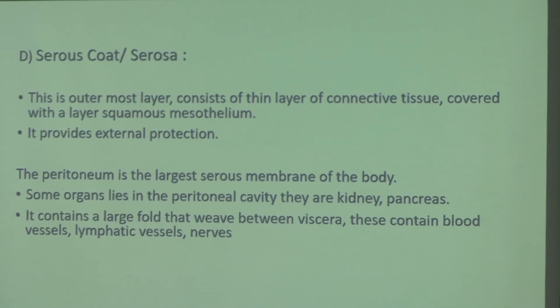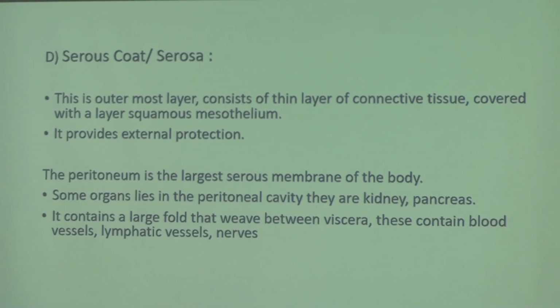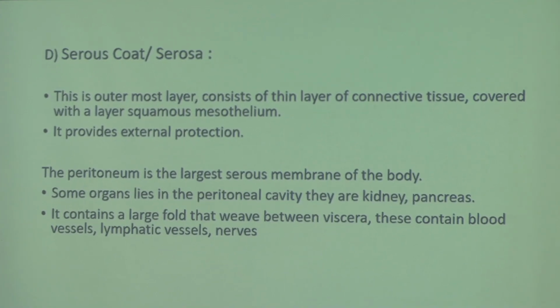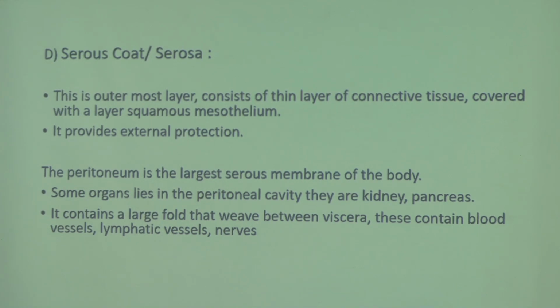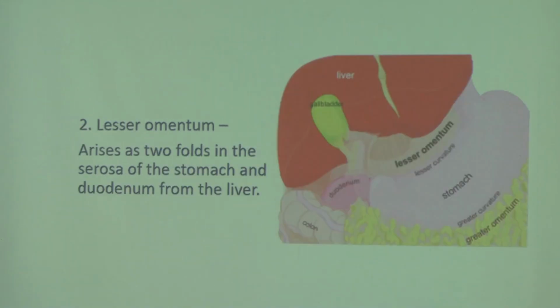The serous coat, the outermost coat, what is its function? Protection from outside, it is protecting the stomach or GI tract. So it is external protection. Okay, and there is the peritoneal cavity, forget it.